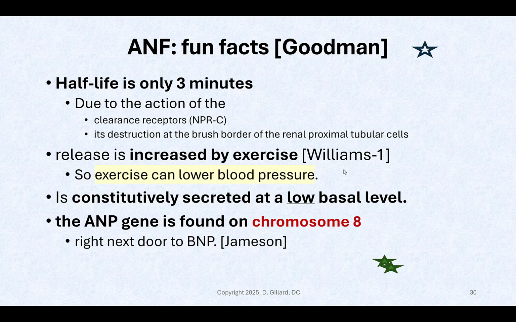Yes, it's always secreted at a low, kind of a low basal level. The gene for ANP is found on chromosome 8.